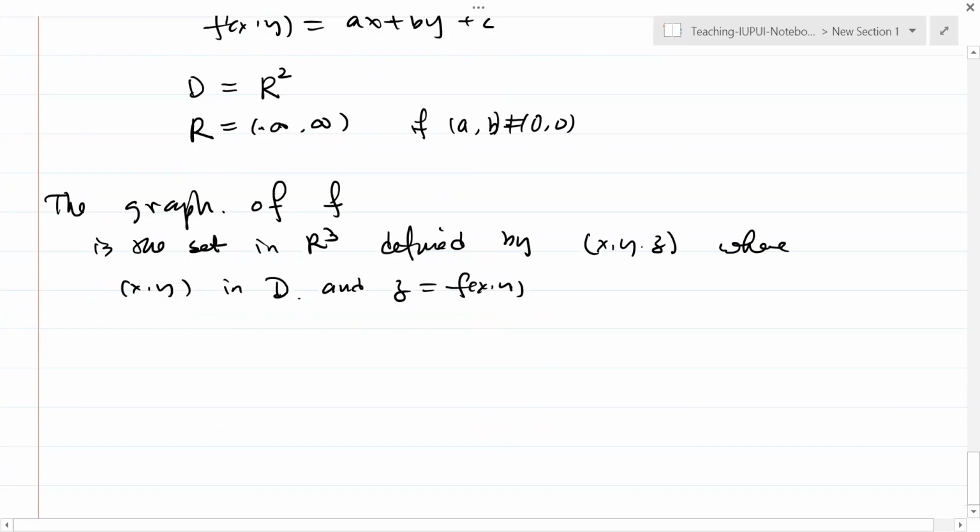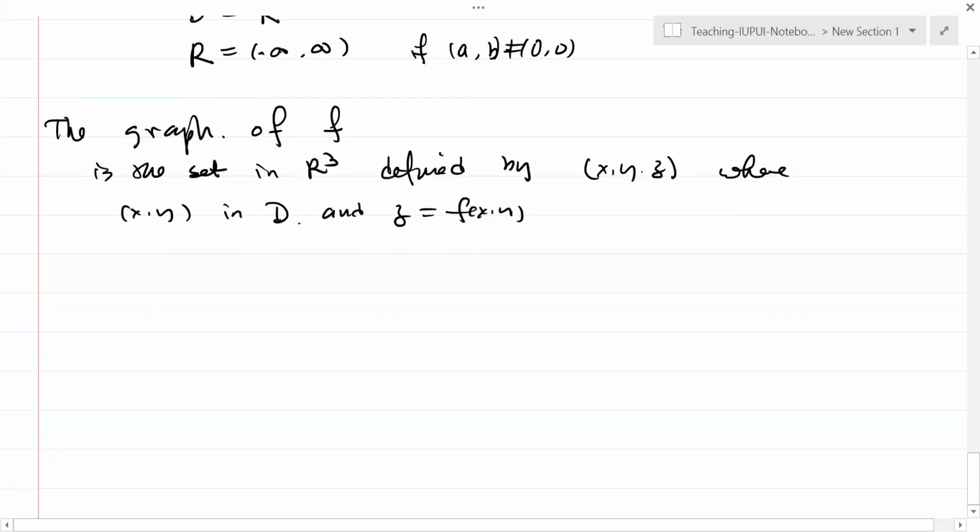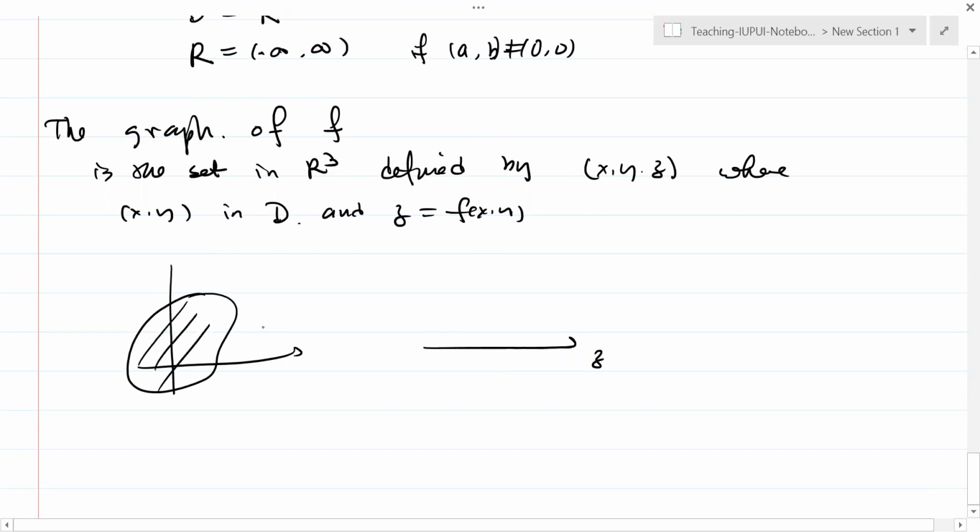So that means, let me draw the picture. First of all, you have this map, right? This is the z-axis, and the function is defined on this domain, with the x-axis and y-axis, and then you get the range. This is R, this is D.